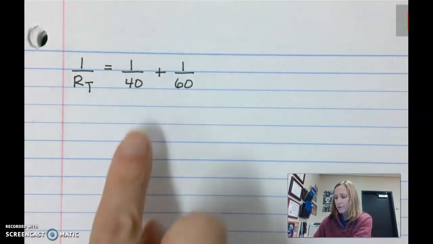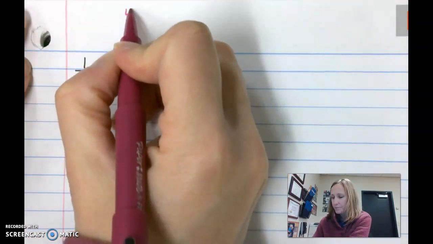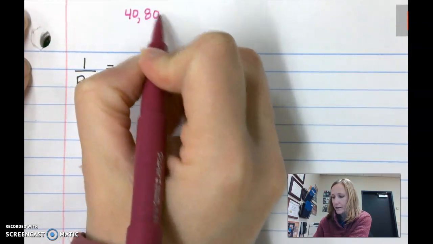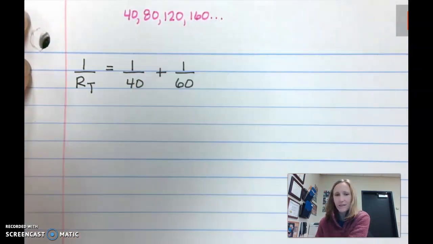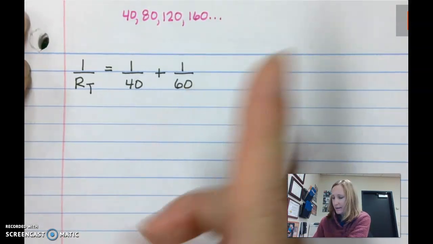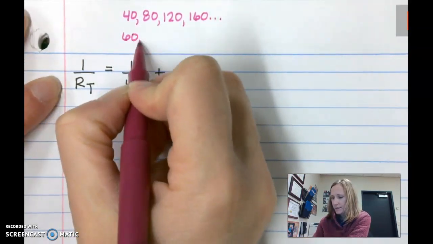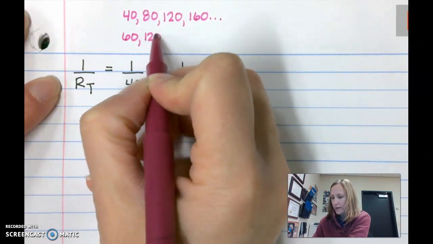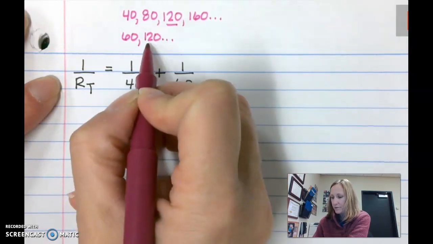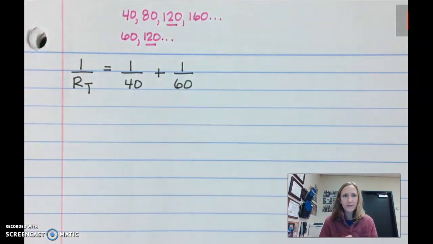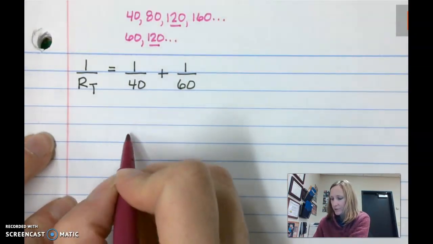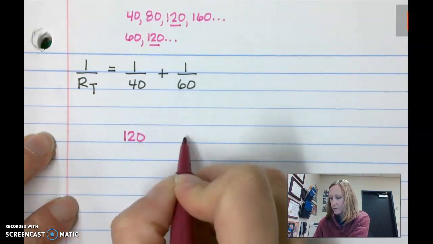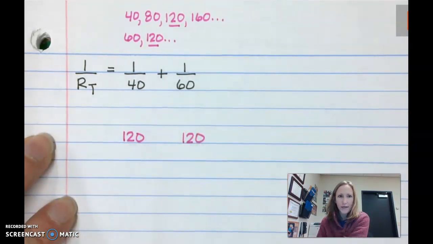So remember that I have to think of the multiples of this denominator. So 40, 80, 120, 160, and so on. And then the multiples of this denominator, so 60 times 1 is 60, 60 times 2 is 120. And I'm going to stop there because I found that 120 is the least common multiple of these two denominators. So what I want to do then is rewrite both of these fractions with denominators of 120.